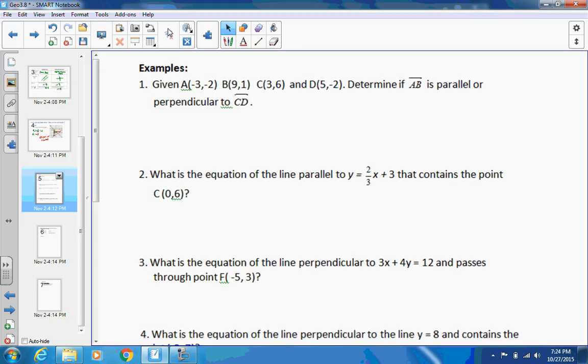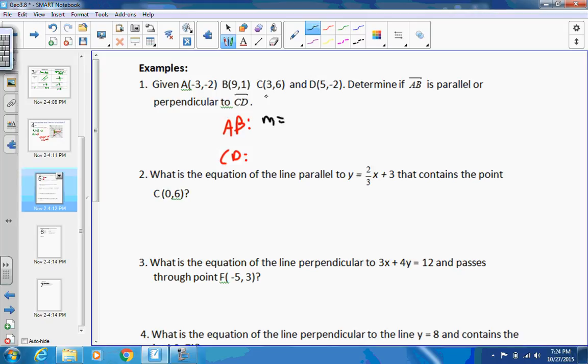Number 1 says, given points A, B, and C, and D, we have those, determine if line AB is parallel or perpendicular to line CD. So again, we just need to find the slopes. Really, it just matters what the slopes are. So if we have AB and we have CD, let's find the slope of AB. So let's use the slope formula if we have 2 points.